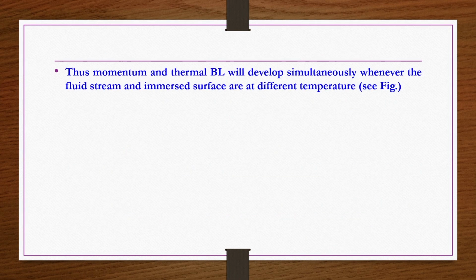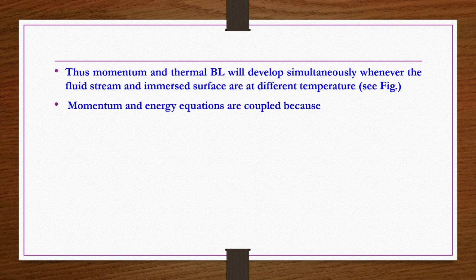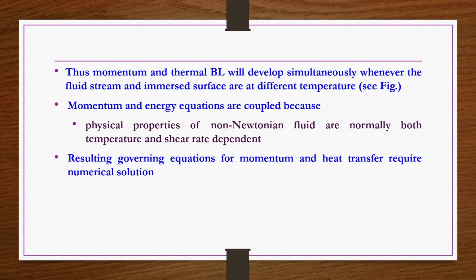Thus, momentum and thermal boundary layers will develop simultaneously whenever the fluid stream and an immersed surface are at different temperatures. We are going to see the picture also. Momentum and energy equations are coupled in general, especially for non-Newtonian fluids. Why? Because for non-Newtonian fluids, the physical properties are not only shear dependent, but also dependent on the temperature gradients. That is the reason. Because of that, we will be having both momentum and thermal boundary layers together, and we may require numerical solutions in general. But that is not possible in general.